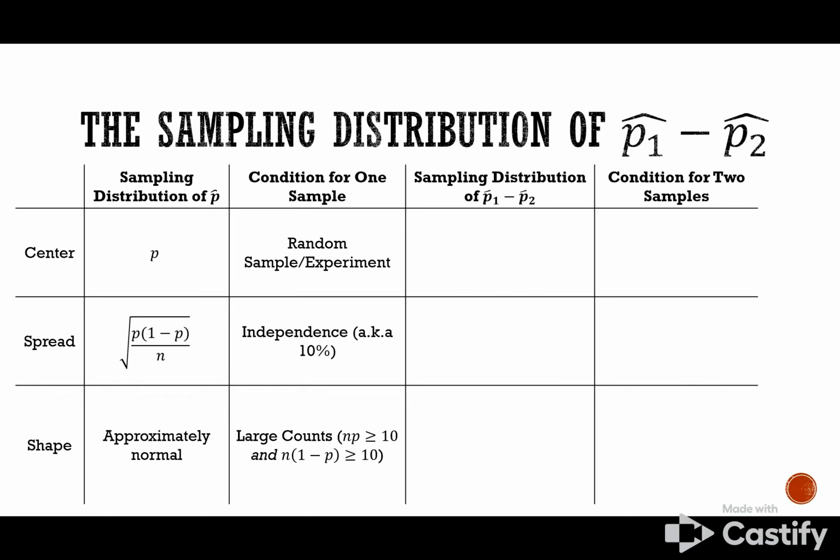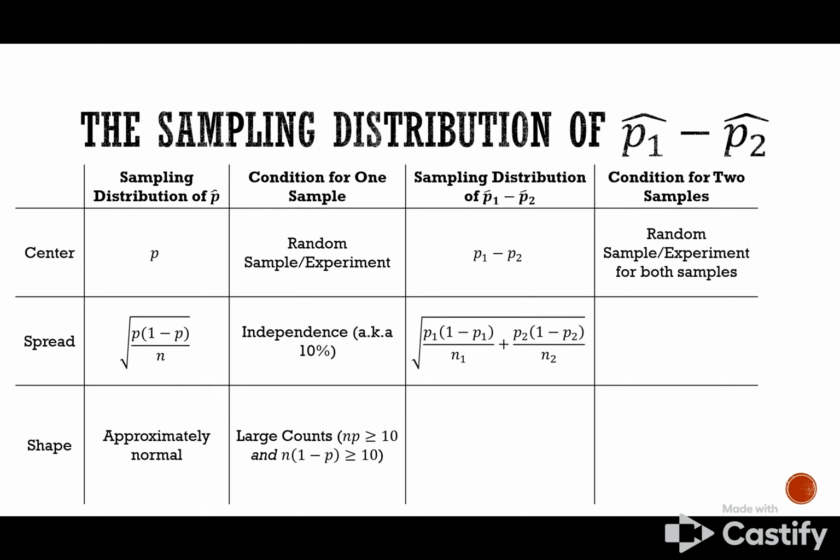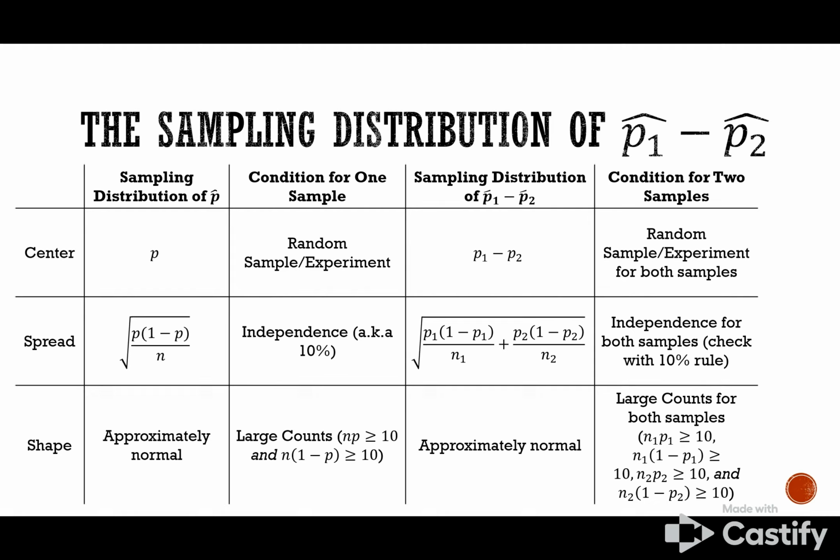The sampling distribution of p hat 1 minus p hat 2 is similar, where the center is now p1 minus p2, again, if the random sample or experiment condition is met for both of our samples. The spread for the sampling distribution of p hat 1 minus p hat 2 is the square root of p1 times 1 minus p1 over n1 plus p2 times 1 minus p2 over n2 if your data points are independent for both samples. Lastly, the shape of our sampling distribution will once again be approximately normal if the large counts condition is met for both of our samples.